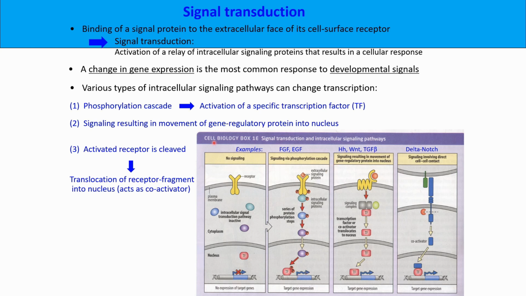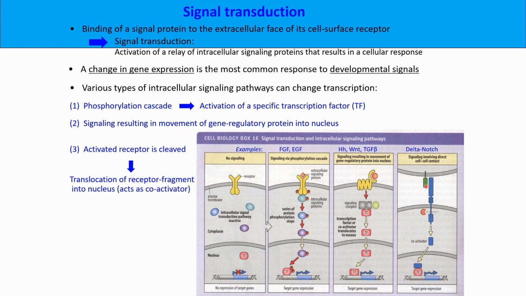But there are other models, for example, signaling resulting in the movement of gene regulatory protein into the nucleus. So in this case, which is relevant for hedgehog, Wnt or wingless, and TGF beta signaling, we have a ligand that binds to the receptor. Inside the cell, we have a signaling complex that is, for example, held inactive normally, but when the ligand binds to the receptor, it triggers changes in the signaling complex that releases the transcription factor, which can now translocate from the cytoplasm into the nucleus and trigger transcriptional changes.